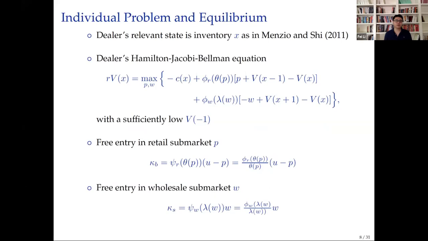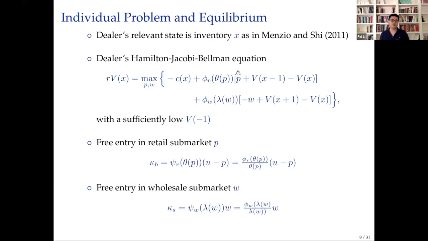So the only relevant state is going to be a dealer's inventory. And we can write down the dealer's HJB function. When the dealer has inventory X, what he does is choose a retail price and a wholesale price. A dealer needs to pay the flow inventory cost. And there's some probability, at a rate determined by the matching function and the market tightness of the submarket he chooses to enter, that he will meet a buyer. And in that market, trade happens, and the dealer gets the price P, and his inventory changes from X to X minus one.